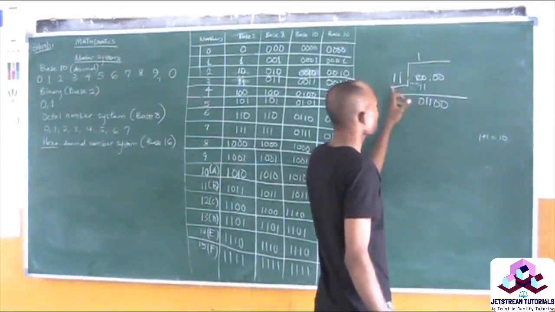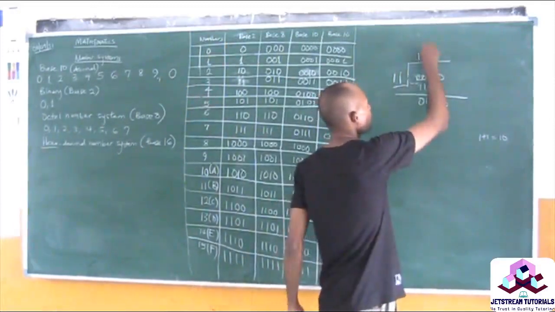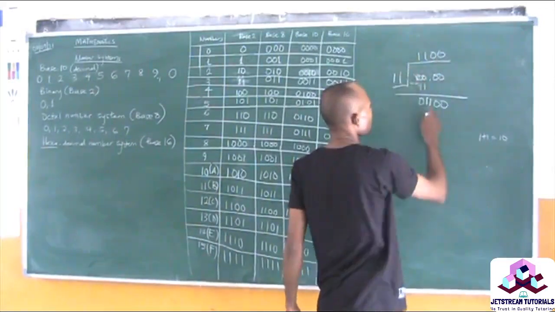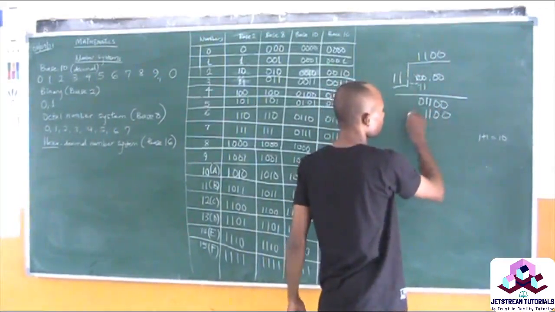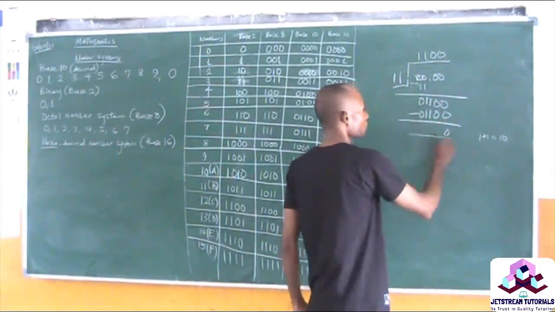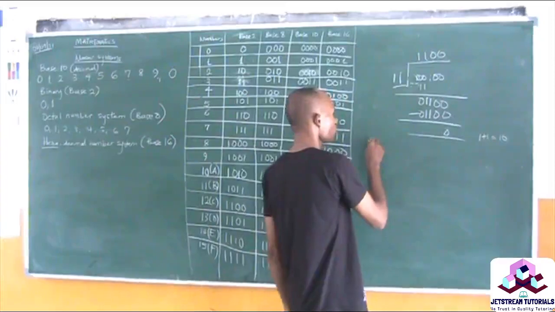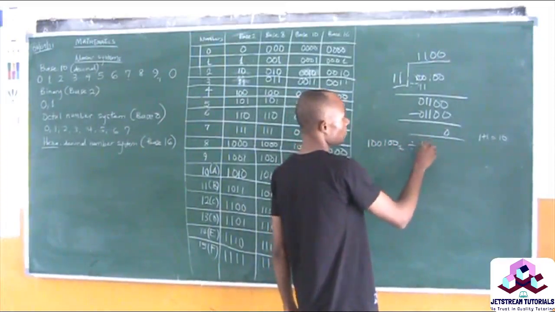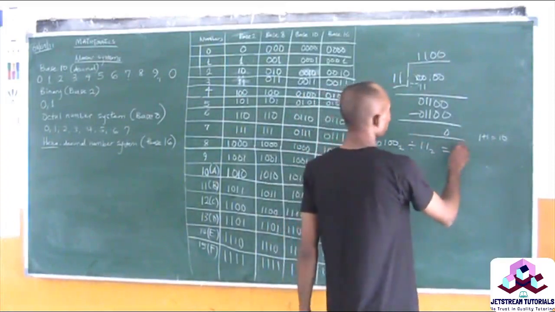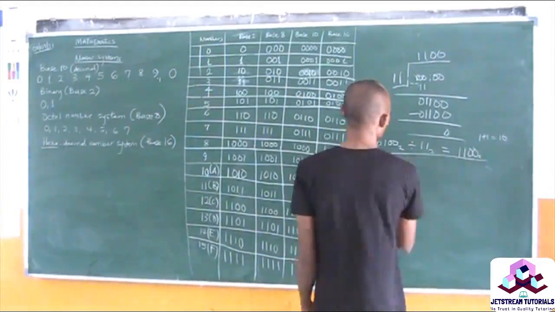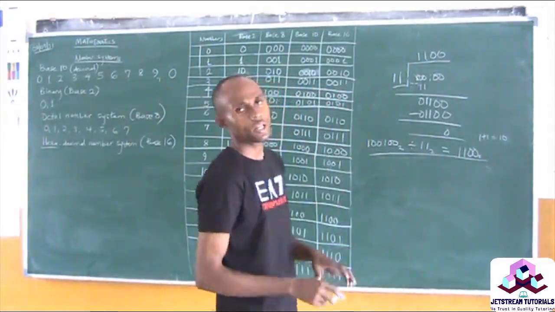11 divided by 11 is 1. Add the 2 zeros. 100 times 11, then subtract. We're going to have 0 all through. So we can see that 100100 in base 2 divided by 11 in base 2 is equal to what? 1100 base 2. So this is how to perform this.